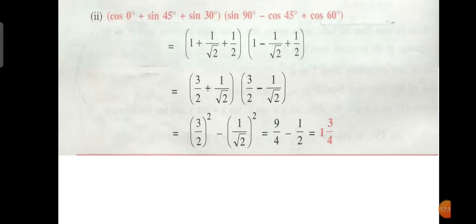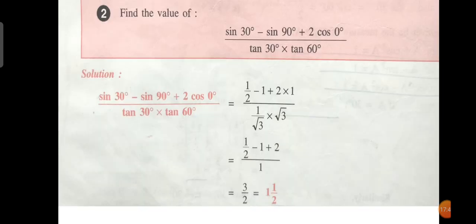The next problem is given. Cos 0 is 1, sine 45 is 1 by root 2, sine 30 is 1 by 2. So 1 plus 1 by root 2 plus 1 by 2 into sine 90 is 1 minus 1 by root 2 plus 1 by 2. Just solve that. Next is also given. You know all the measures of these angles, so just substitute them and simplify.